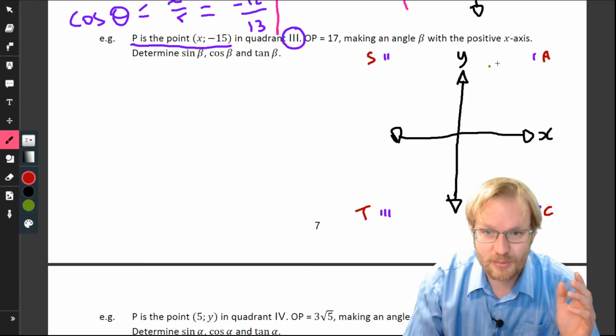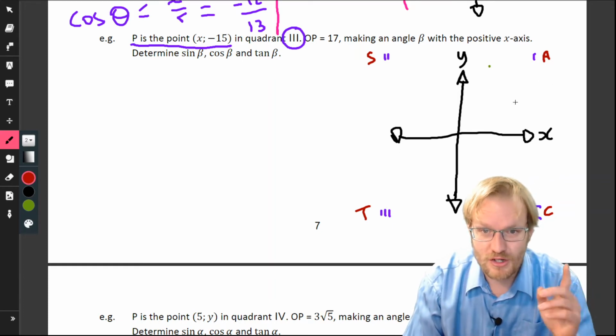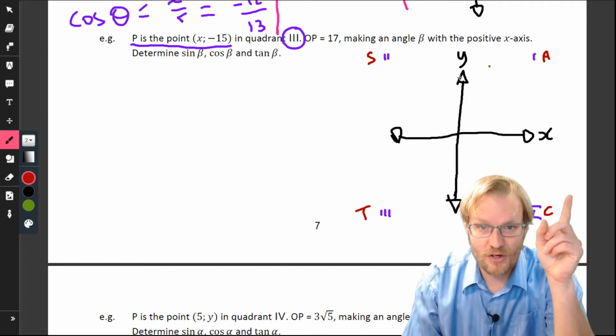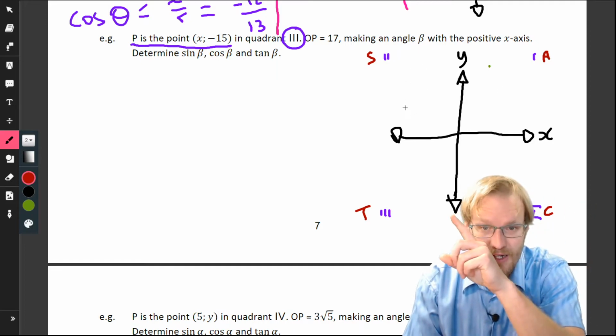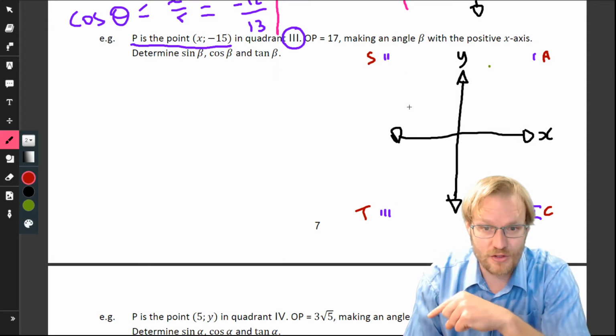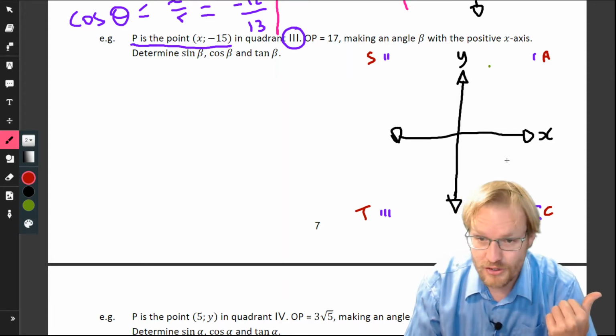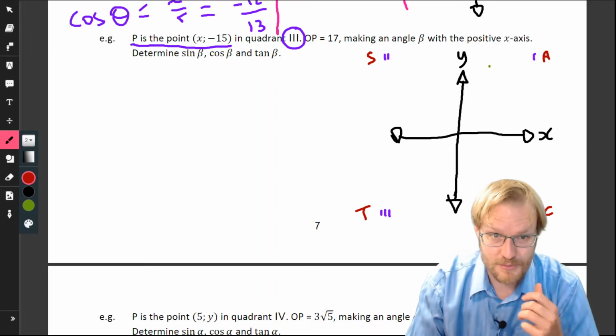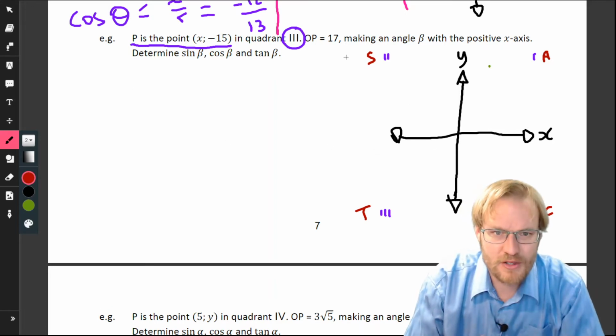All functions are positive up in this first quadrant over here. Then only sine is positive up in this second quadrant. In the third quadrant, only tan is positive. And finally, in the fourth quadrant, only cos is positive. Okay. We know that it's in quadrant 3.